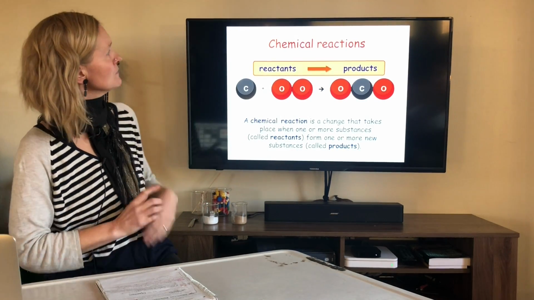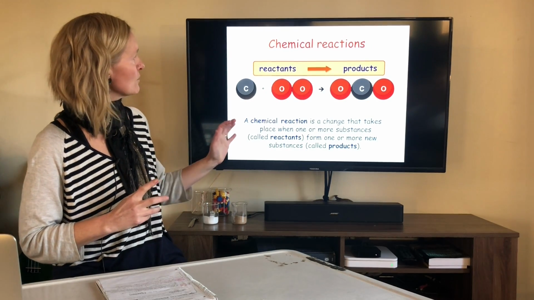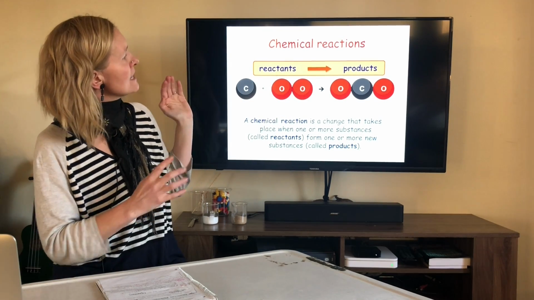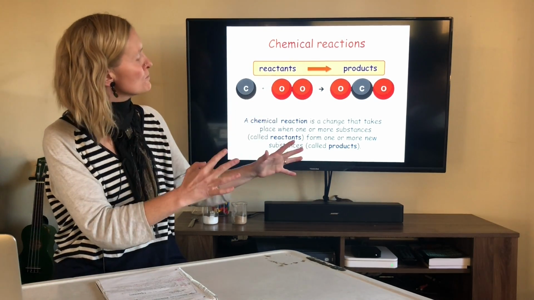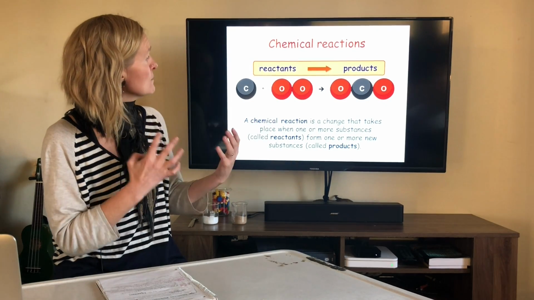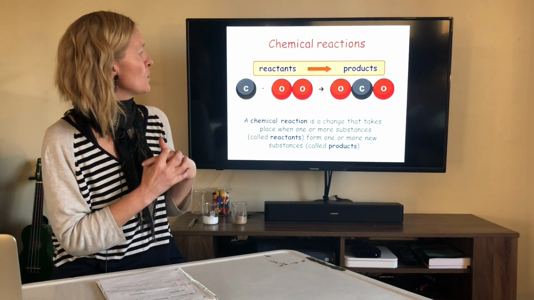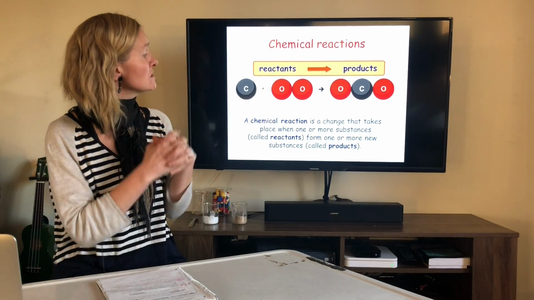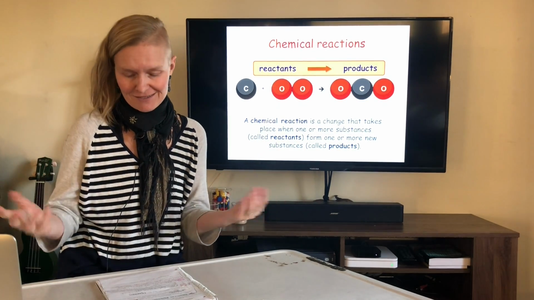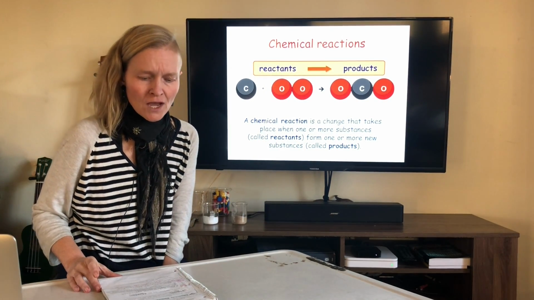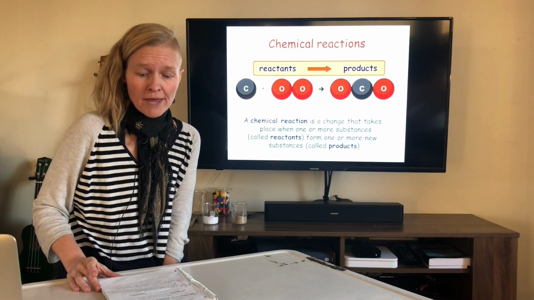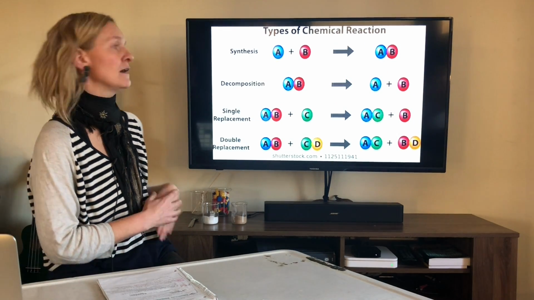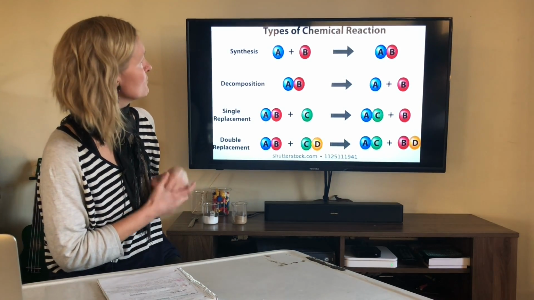So here we go. Here we have our chemical reactions. We have our reactants, the C and the O2, and they react together to form the new product, which is CO2. So a chemical reaction is a change that takes place when one or more substances, called reactants, form one or more new substances called products. And there are 4 main types of reactions. Here we have the 4 main types of chemical reactions.